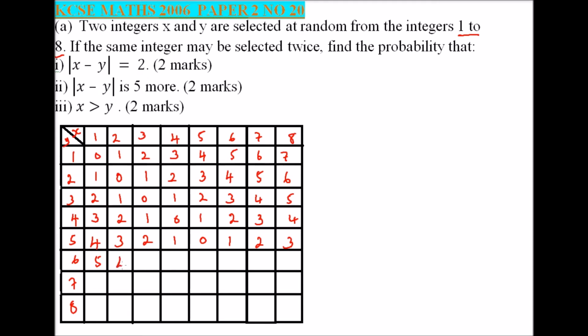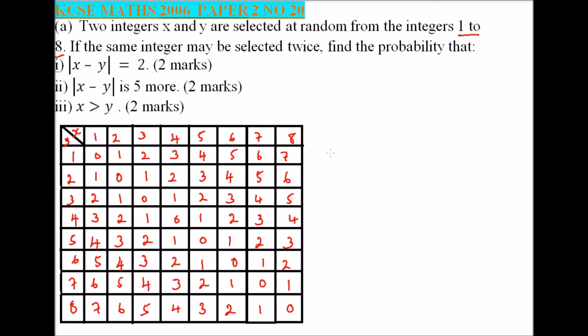So this is 4. So this is 3. This is 2, 1, 0, 1, and 2. So this is 7 minus 1 is 6. 5, 4, 3, 2, 1, 0, 1. 8 minus 1 is 7. 6, 5, 4, 3, 2, 1, and finally we have 0.